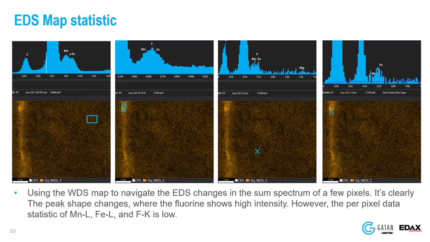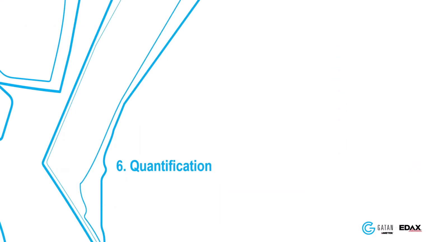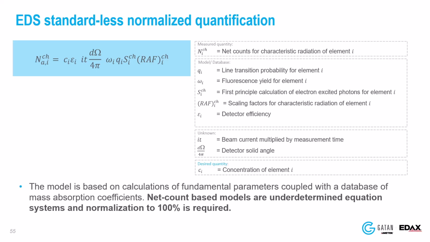A major part of the analyst's work with WDS lies in quantifying the present elements. When we're working with EDS, we are very used to getting quantification results immediately. Those are called standardless normalized quantification results. I've shown you here a little bit of the math. We don't need to go into detail here. What's really important is when we identify all the elements in the spectra, we can get a quantification out of this. It's an underdetermined system, hence all the elements must be identified that are present in the sample.